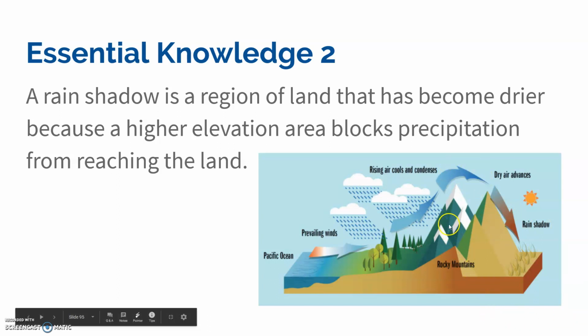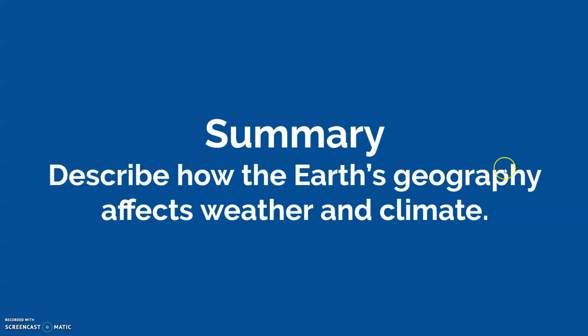That's why near the coast of the Pacific Ocean it's very rainy, with lots of vegetation. But to the east side of the Rocky Mountains, there are more deserts in that area, and that's because of this large rain shadow effect. So in summary, describe how Earth's geography affects weather and climate, namely things like mountains and the proximity to water.